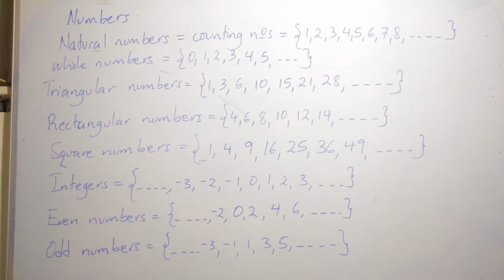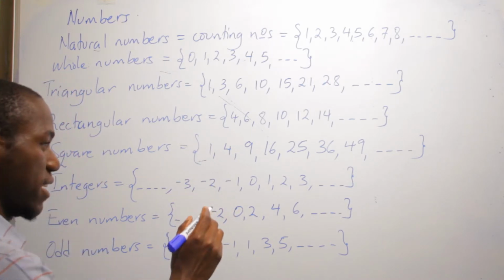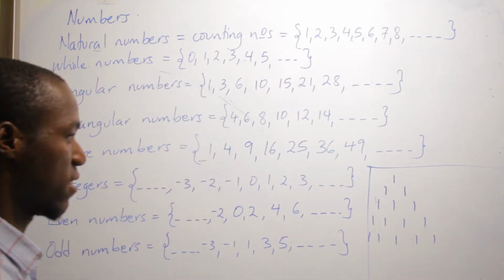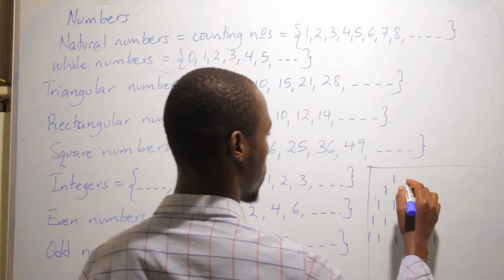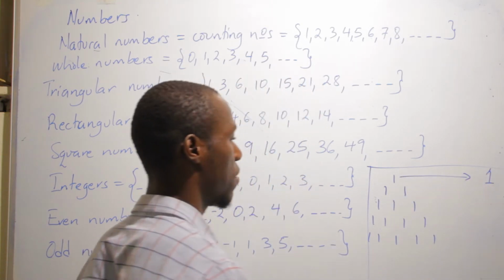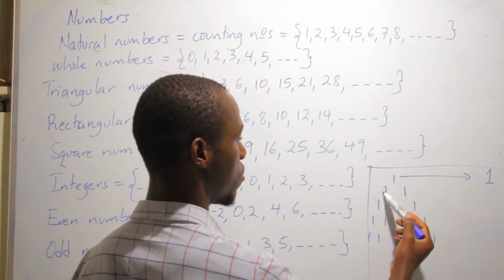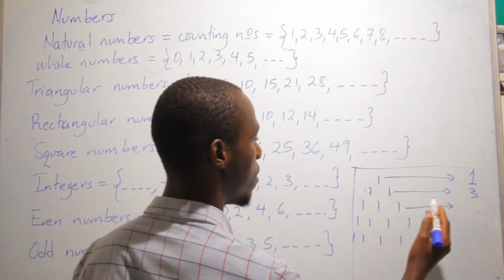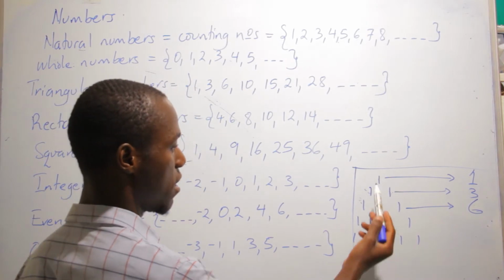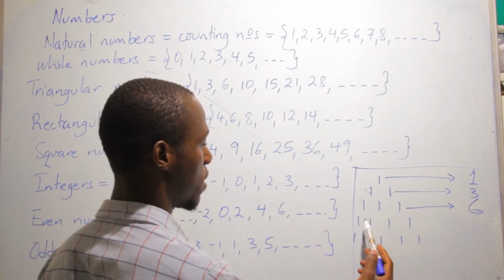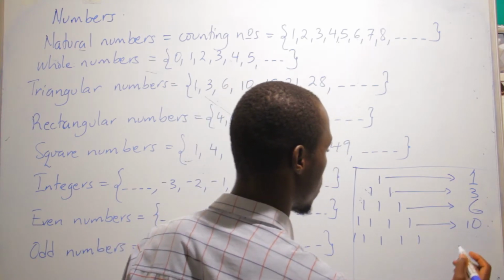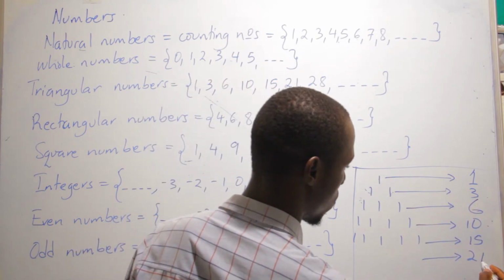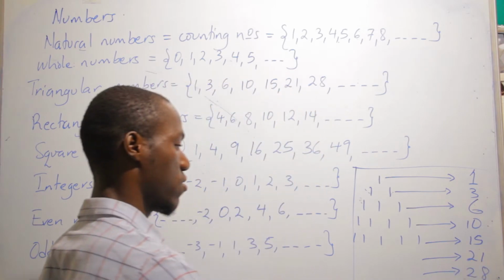Then the triangular numbers, they form a pattern of a triangle. So that one there gives us the first number there. Then I add 1, 2, 3 to give me the second number there. Then I add 1, 2, 3, 4, 5, 6 to give me the next number there. Then I add 1, 2, 3, 4, 5, 6, 7, 8, 9, 10 to give me the next number there. Then the next one is going to be 15, the next one is going to be 21, the next one 28, and so on and so forth.